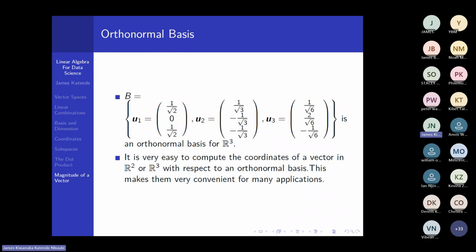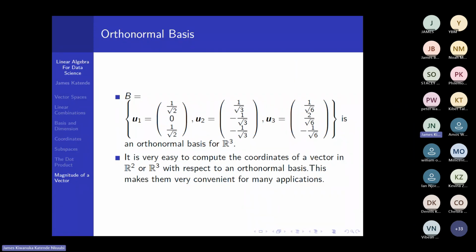So here is another example of an orthonormal basis. You can double check that indeed it is an orthonormal basis by confirming that the magnitudes of the vectors are 1. Maybe I can give you time to check that. Confirm that the dot products are all 0 and that the magnitude of each vector is 1.